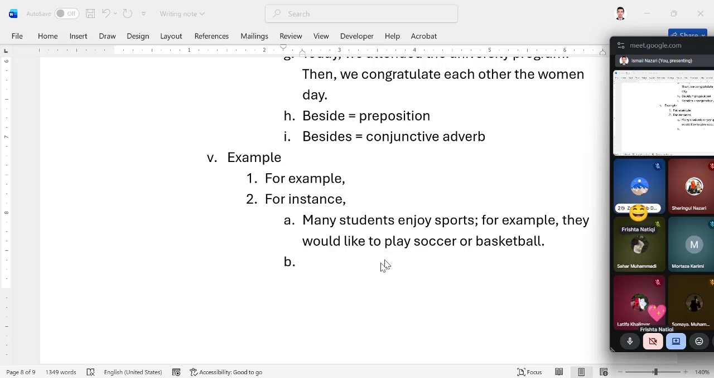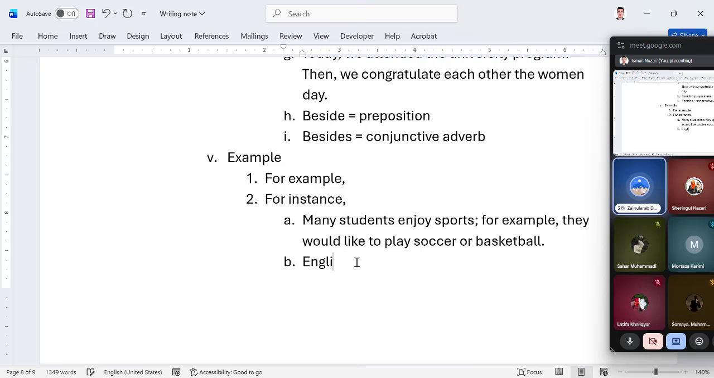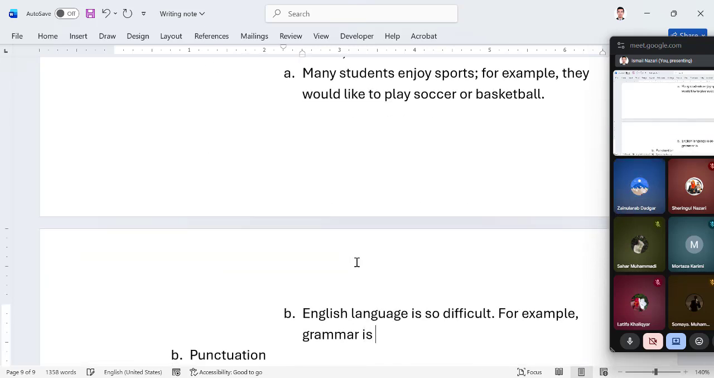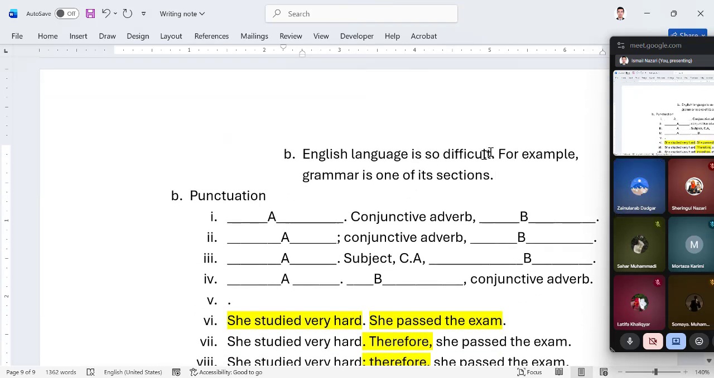Miss Zainul Arab. English language is so difficult. For example, grammar is one of the most difficult parts of it. For example, grammar is one of its sections or one of its parts. Okay, so that's what we have.